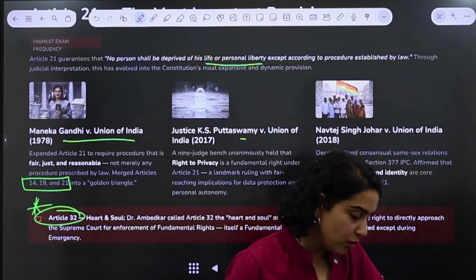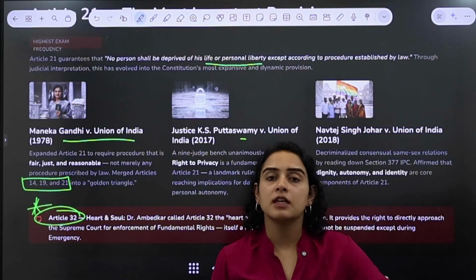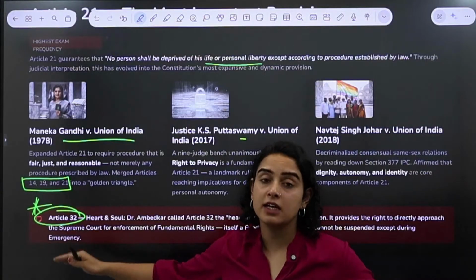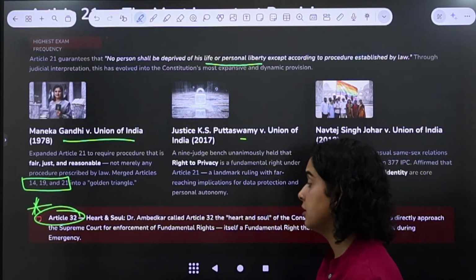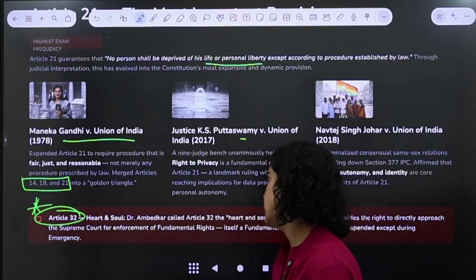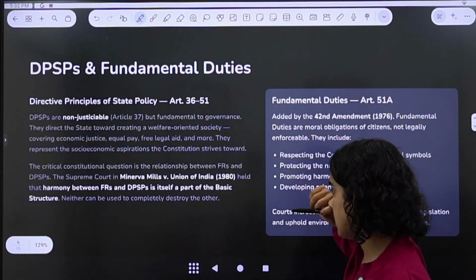There's a concept of writs, and through writs, any person can get justice and can get a constitutional remedy under Article 32. They can directly approach the Supreme Court and can seek justice. Okay. Now, how it is done, it is something which we are going to discuss shortly.